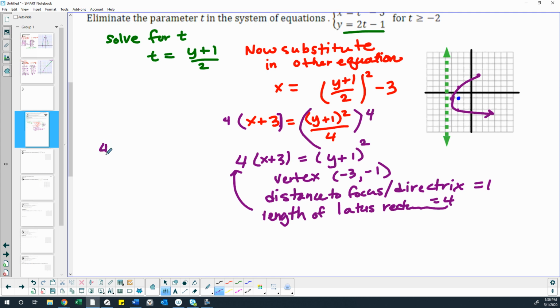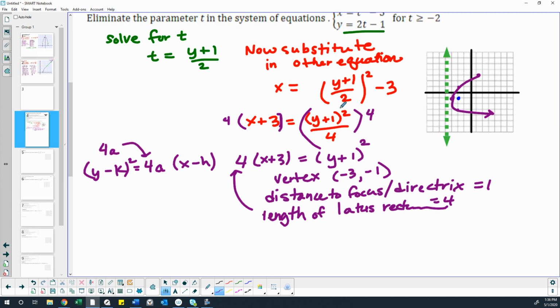So the formula we learned way back when was like (y - k)^2 = 4a(x - h). I think it's a, it might have been p, I don't remember now. This was the formula we learned. So a is the distance to the focus and directrix, and 4 times a, or that whole number there, is the length of the latus rectum. Does that sound familiar? Do you guys remember this?